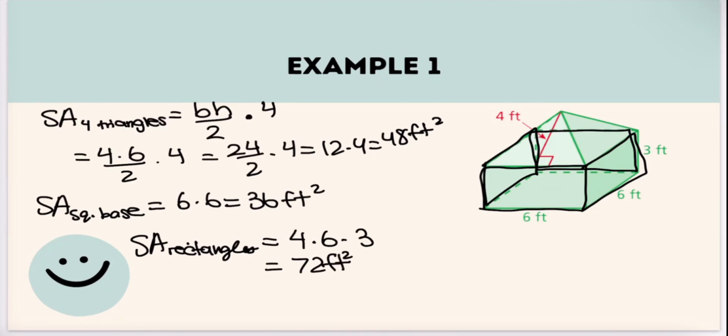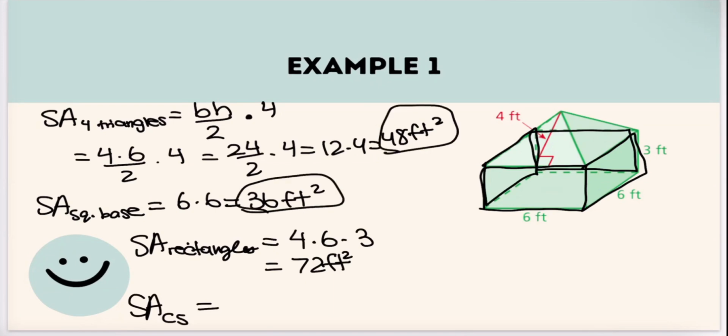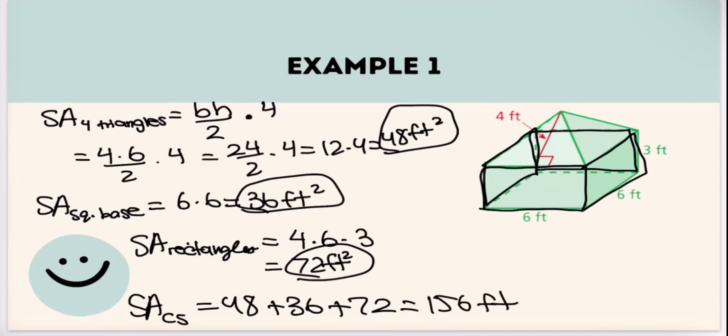All right, and then to find the overall surface area of the composite shape, that's going to be equal to all of these combined. So 48 plus 36 plus 72. And if you want, you can grab your calculator to find out what that is, or you can also do it by hand, that's fine as well. But either way, we should get 156 square feet. And there we go.